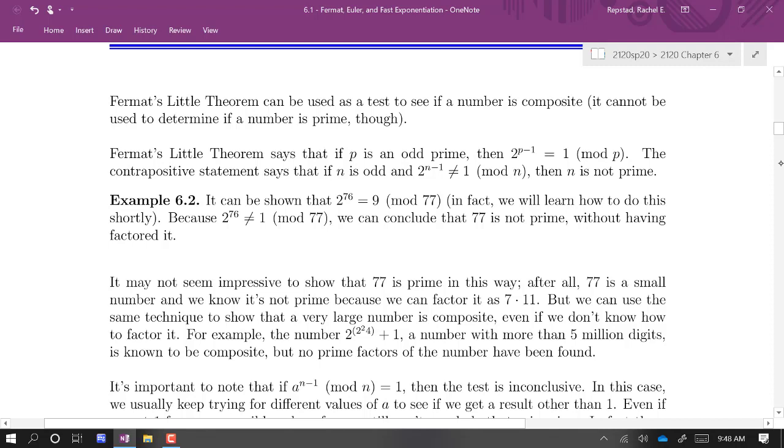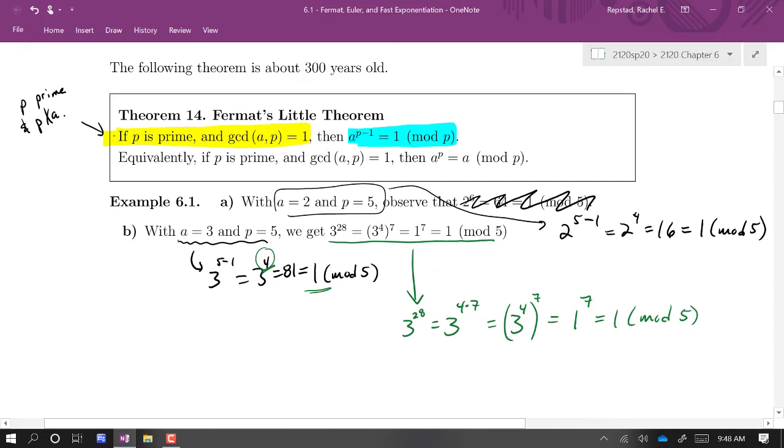Fermat's little theorem can be used to test if a number is composite. We should note that it cannot be used to determine if a number is prime. Now, the order of this if-then statement just says if P is prime, then A to the P minus 1 is equal to 1 mod P. It's not an if and only if.